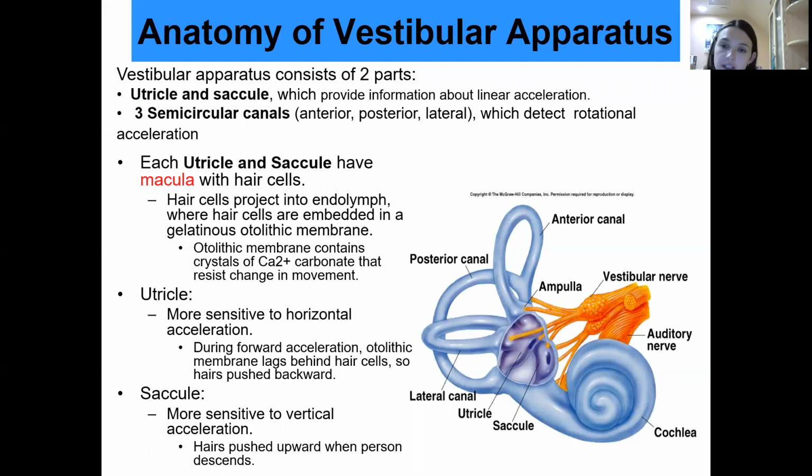Each utricle and saccule has a macula with hair cells. Hair cells project into the endolymph, where they are embedded in a gelatinous otolithic membrane. The otolithic membrane contains calcium carbonate crystals that resist change in movement. The utricle is more sensitive to horizontal acceleration. During forward acceleration, the otolithic membrane lags behind the hair cells, so the hair cells are pushed backward. The saccule is more sensitive to vertical acceleration. Hairs are pushed upward when a person is jumping.